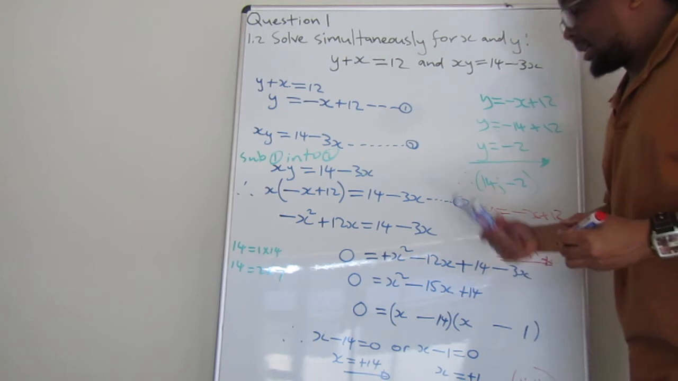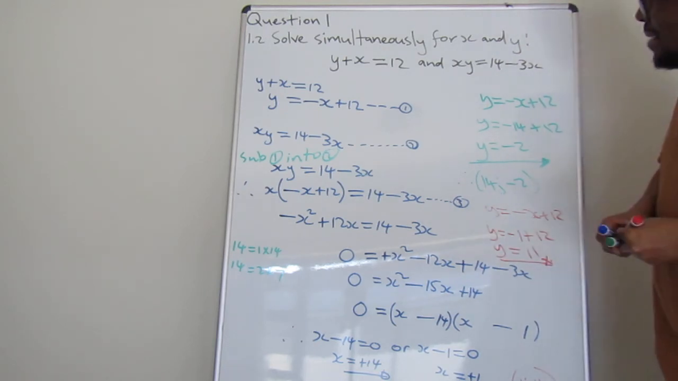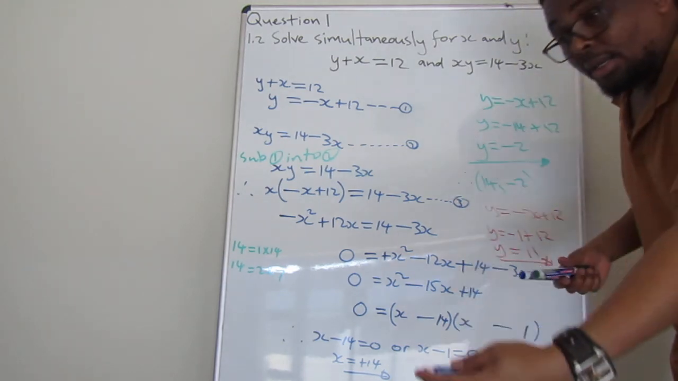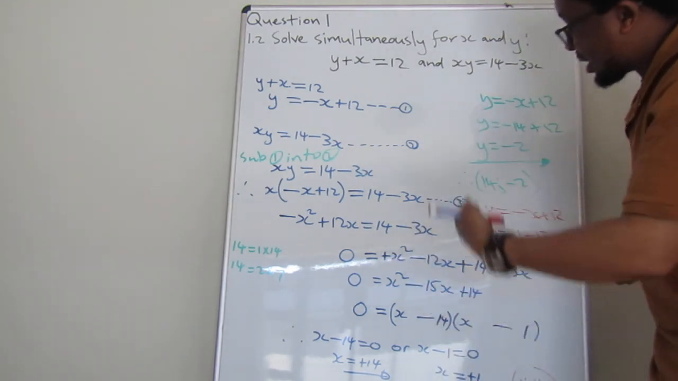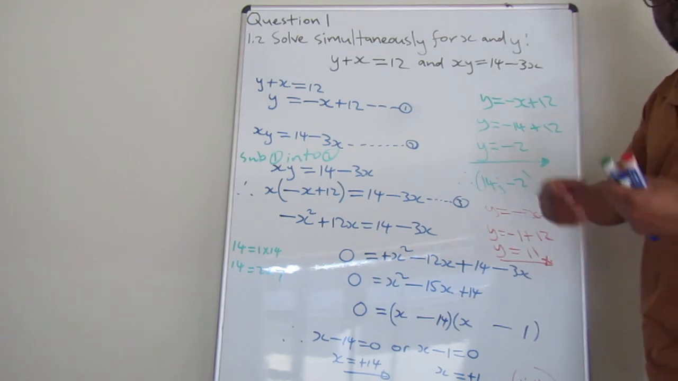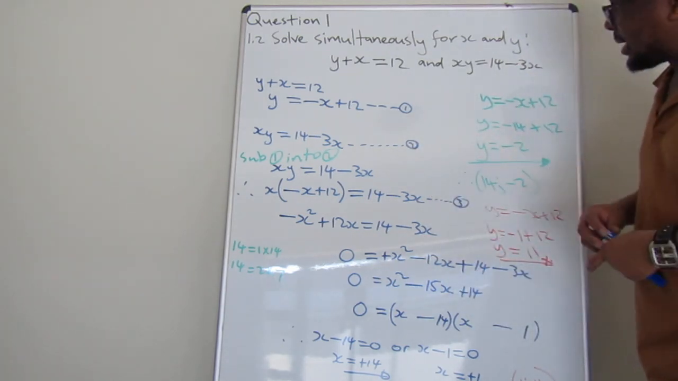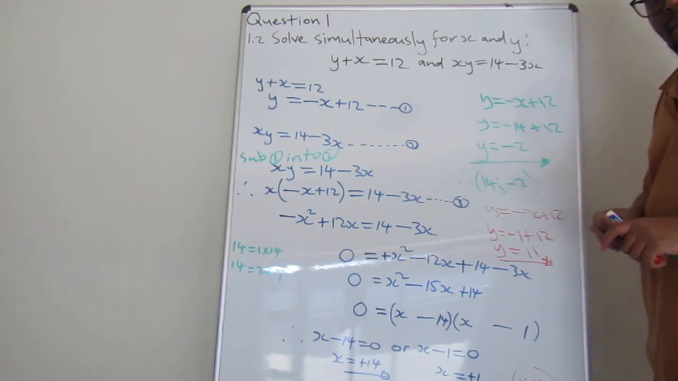So this is what I get eventually. I have managed to solve simultaneously the values of x and y. So this is what happens in a simultaneous equation.